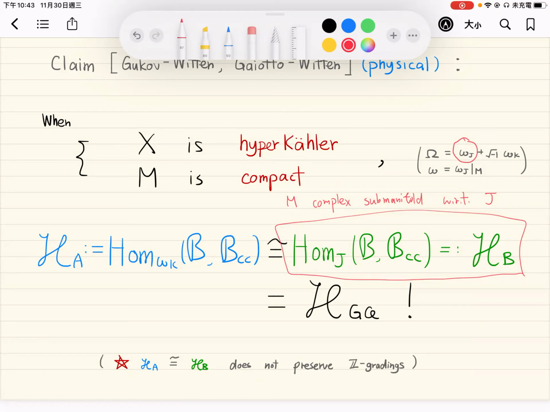So the claim is that under the assumption that X is hyperkähler and M is compact, then you can compute the A model morphism space by the B model morphism space. But we know the B model morphism space is mathematically well defined, and after computation, it is equal to the quantum Hilbert space in geometric quantization on M. As a remark, this isomorphism does not preserve the Z gradings. It only preserves the Z/2 gradings. So this claim is the motivation of the joint work with Professor Leung, as we will see later.